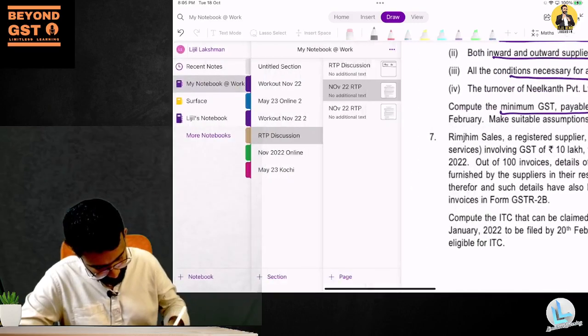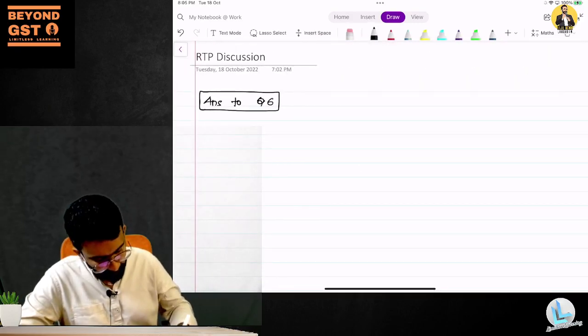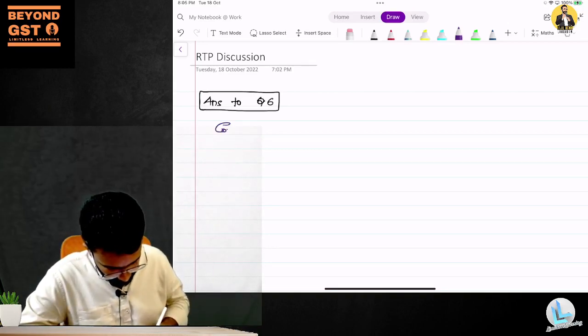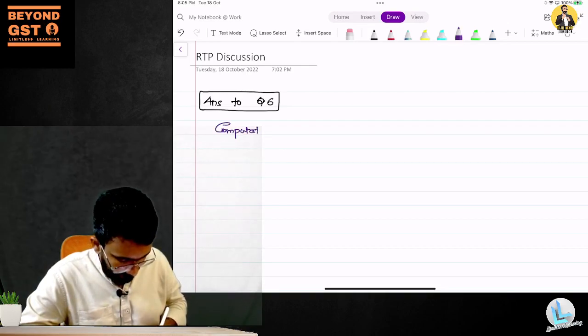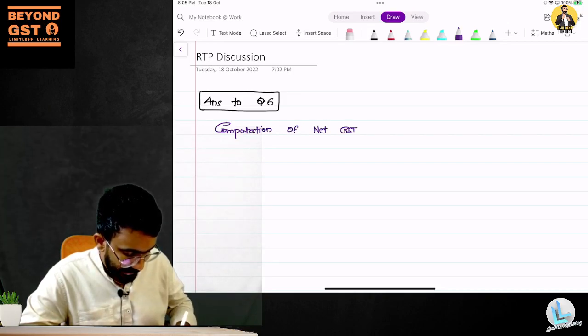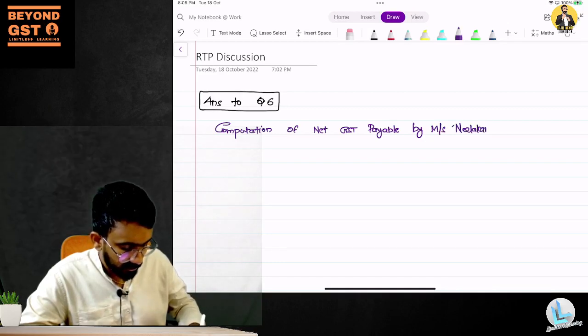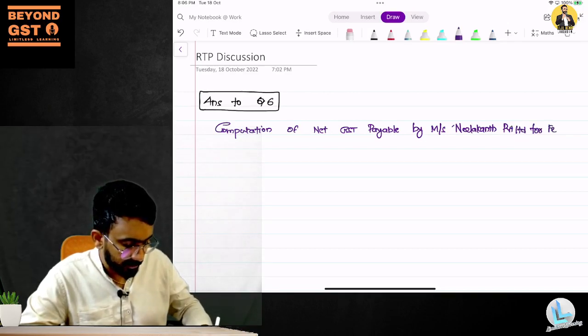Question 6, sorry. So any net GST computation question should start with a title, which would be computation of net GST payable by Nilakant Private Limited for February.